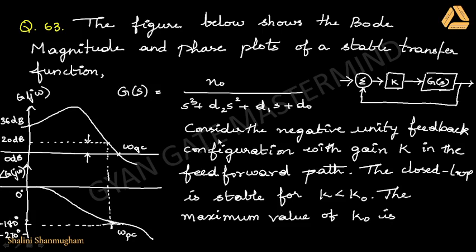So they asked, consider the negative unity feedback configuration with gain K in the feed forward path. The closed loop is stable for K less than K naught. The maximum value of K naught is. So they have asked to find the maximum value for the gain K for which the system remains stable.